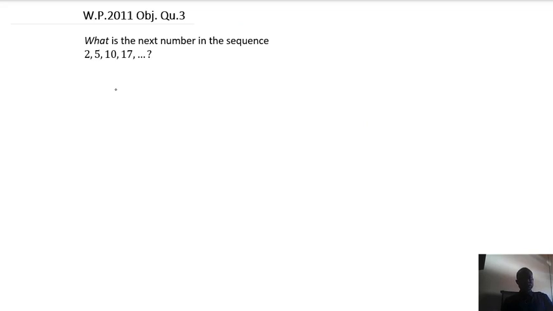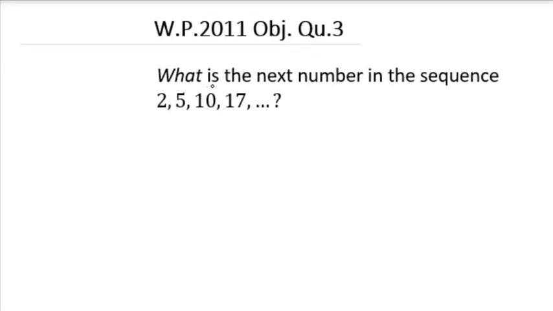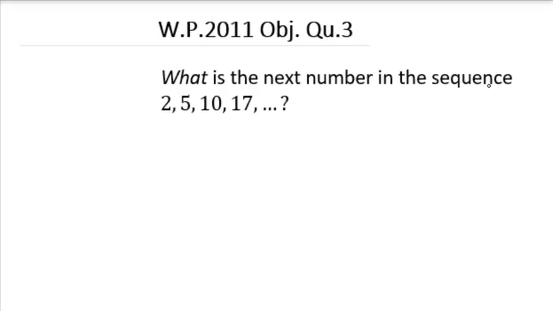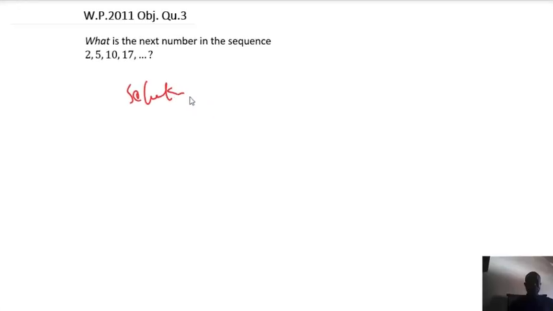We are still on sequence and series. We are going to do WASSCE Private 2011 objective question number 3. And this is the question. What is the next number in the sequence? And these are the sequence: 2, 5, 10, 17. And what will be the next number? Okay, let's see what will be the next number.